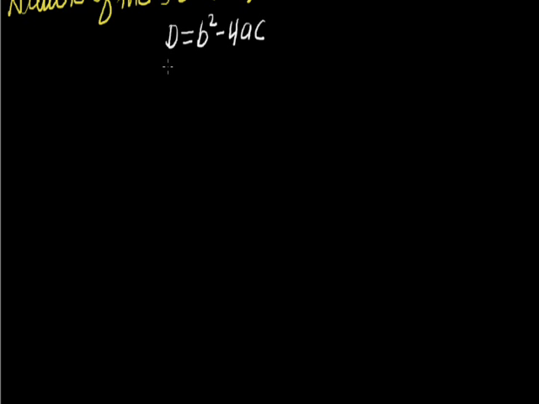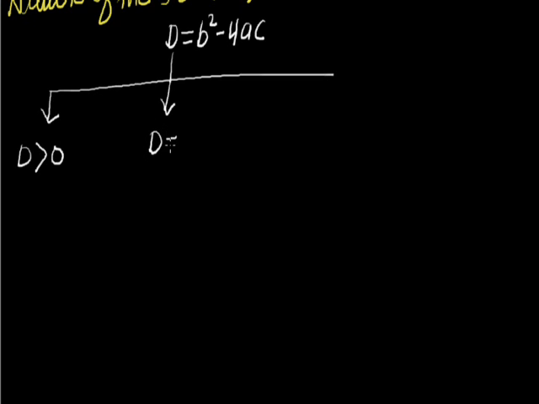Now how does the nature of the roots depend on the value of the discriminant? We can classify it into a few cases. In the first case, D is greater than 0. In the second case, D is equal to 0, and in the third case, D is less than 0. Now let us come to the first case. When D is greater than 0, what will happen?